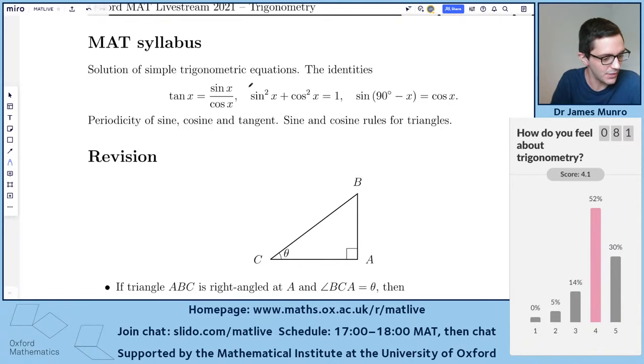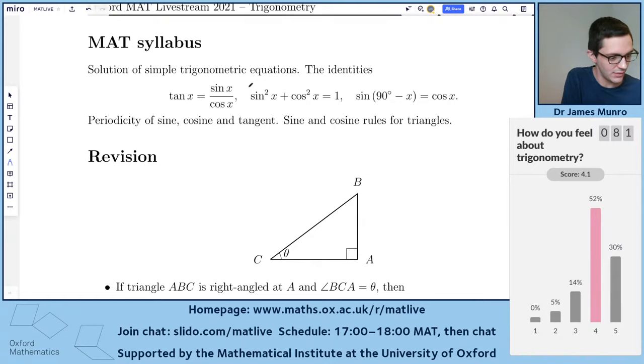Multiple solutions. Annoying multiple solutions. Can you access a complete MAT syllabus? Says B behind here. Yes, you should be able to find one on the MAT website. I think I've put the MAT website in the sidebar on Slido, and there's a link somewhere. There's just a one-page syllabus on the MAT website somewhere. It's not very long. Yeah, it says that they're good.